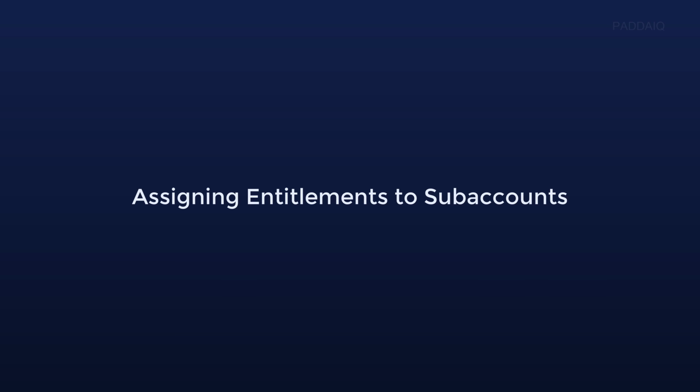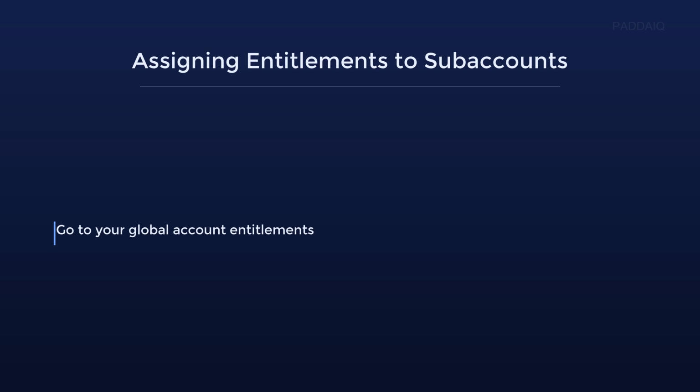Assigning entitlements to sub-accounts in SAP BTP. Go to your global account entitlements. This means accessing the central area where all available SAP BTP services are listed for your organization. For example, if you need to use the SAP HANA Cloud service, you first check here to see if it is available. This initial step ensures you can proceed with assigning the right services to your sub-accounts.